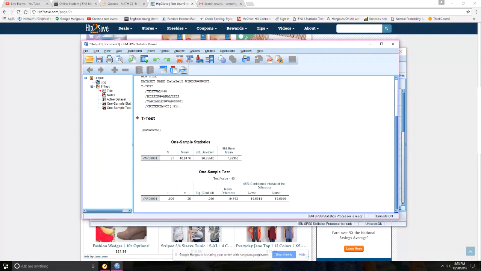Number 13 says you decide to try another alternative hypothesis. This time you use mu less than 40, and you keep the same level of significance. Did the p-value increase or decrease? I said decrease. I put decrease. It decreased to 0.01.